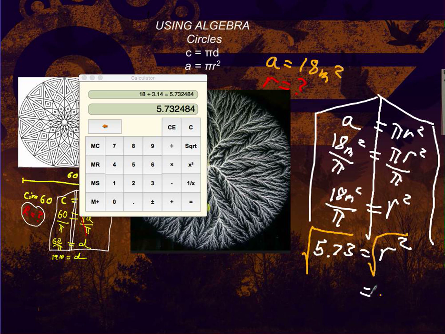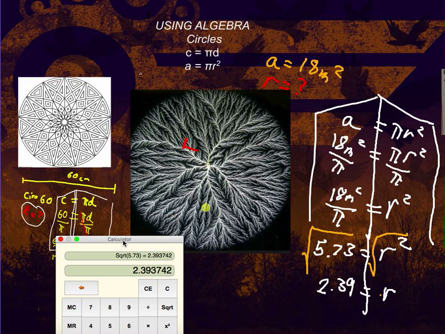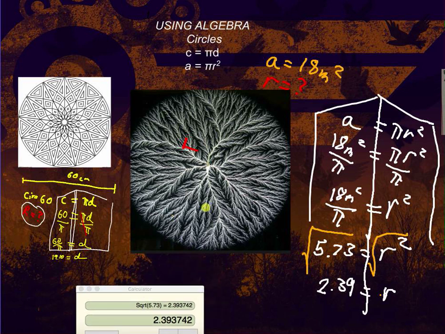As you notice, I'm keeping everything on the left side of the equation on the left side, everything on the right side on the right side. Now we're left with r equals the square root of 5.73. I think I can do it with this calculator here, square root. It's 2.39. So the radius of this shape that has an area of 18 meters square will be 2.39.